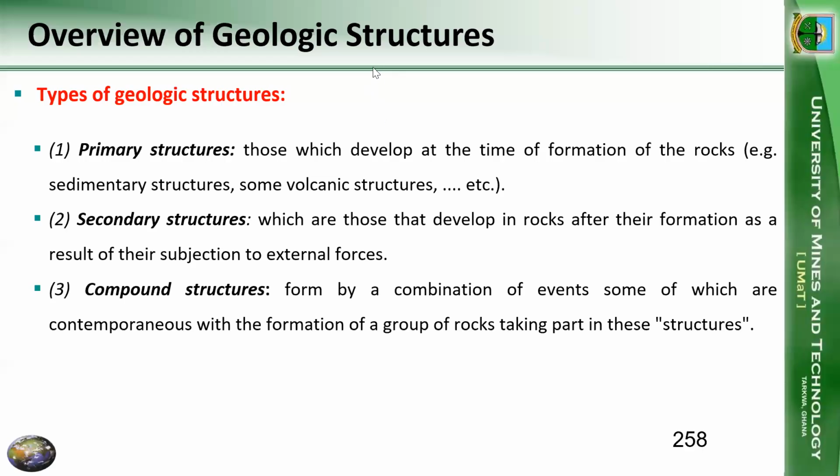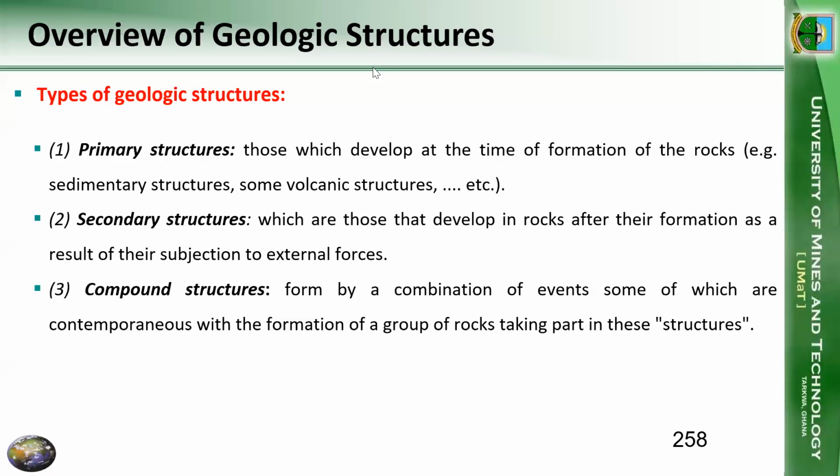All right, so what are primary structures? So they are those which develop at the time of formation of the rocks. So for instance, in sedimentary rocks, we know that we could have some bedding planes and all that, right? And then some volcanic structures. So this type of structures develop at the same time when the rocks were being formed. So we call these structures primary structures.